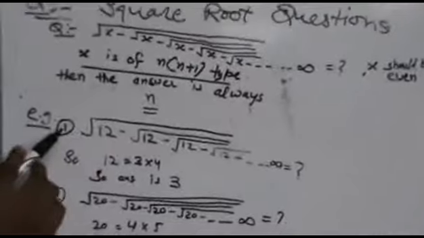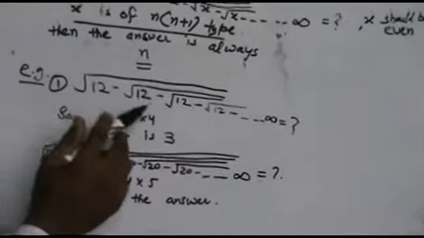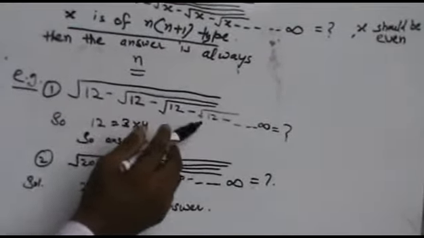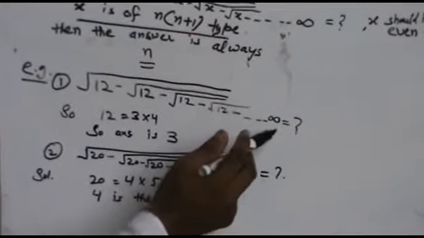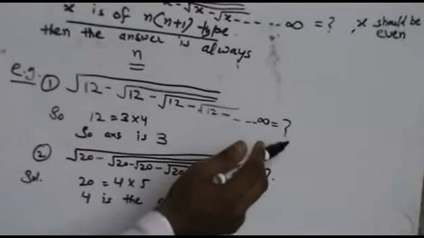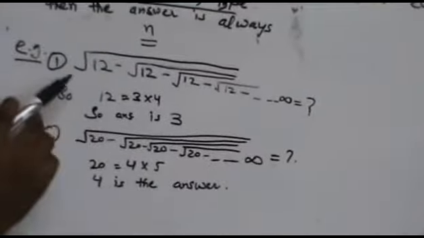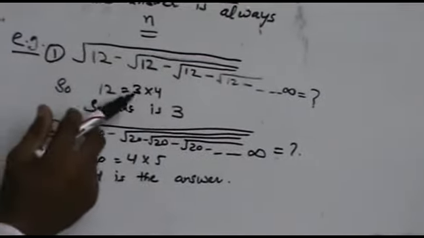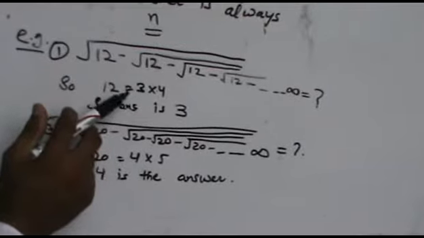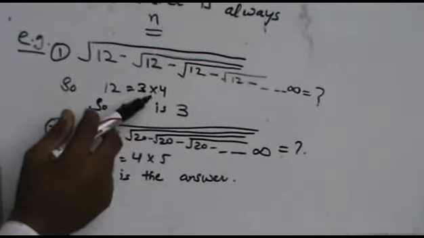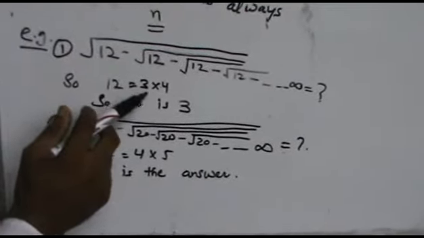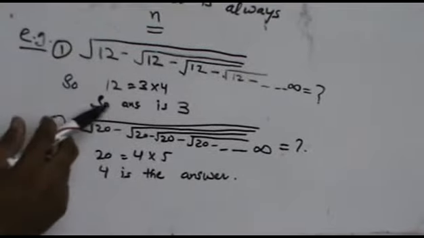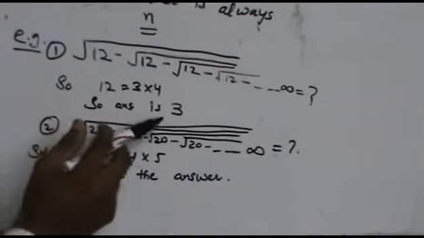Suppose, for example, the question is like under root 12 minus under root 12 minus under root 12 minus under root 12 up to infinity. What will it be equal to? In these kind of questions, 12 can be divided into two consecutive terms. Those terms are 3 into 4. So the answer is always the shortest term among these. The shortest term is 3. So the answer is 3.